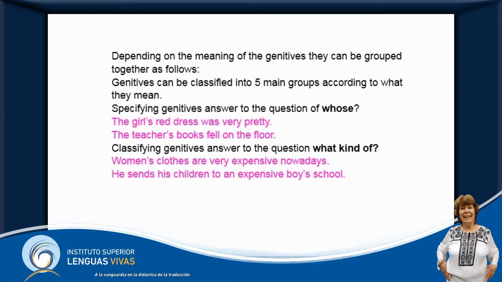You have classifying genitives, which answer the question of what kind of. And here we are not talking about something that belongs to someone, but something that is classified. For example, women's clothes are very expensive nowadays, and you're talking about women's clothes in general, not those of a special woman. The same as he sends his children to an expensive boys' school. There you are classifying the school and you are saying that it is a school for boys.